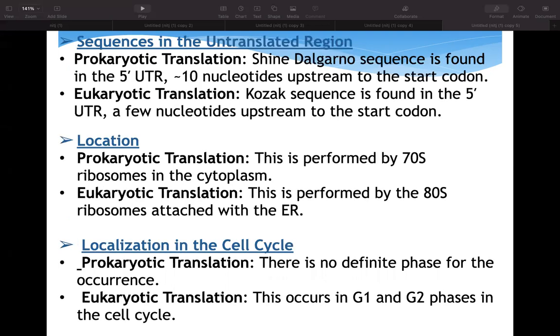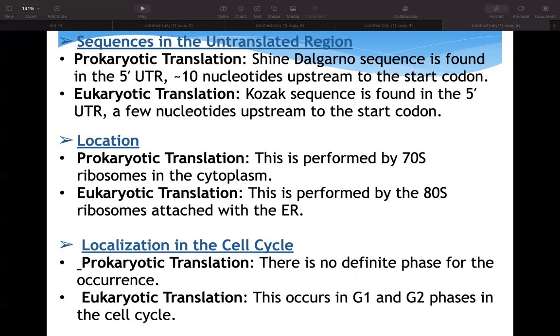Regarding the difference in sequence in the untranslated region, in prokaryotic translation the Shine Dalgarno sequence is found in the 5' UTR, about 10 nucleotides upstream of the start codon, whereas in eukaryotic translation the Kozak sequence is found in the 5' UTR, a few nucleotides upstream of the start codon.